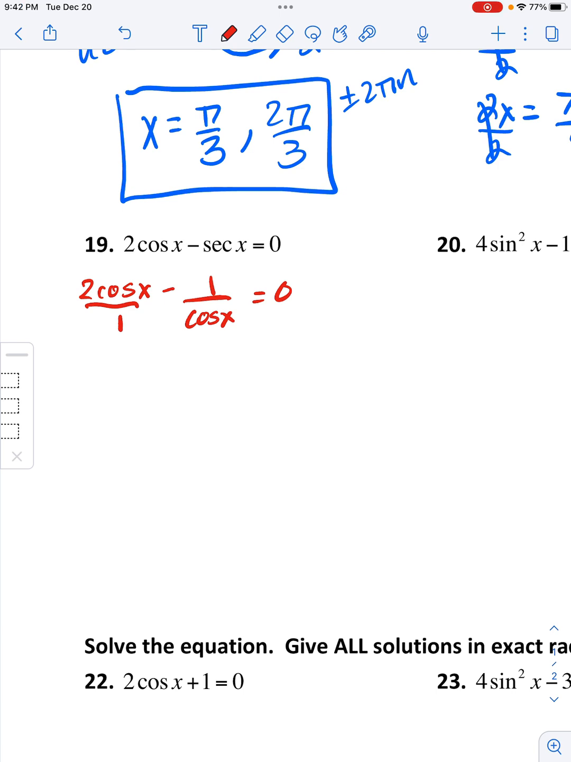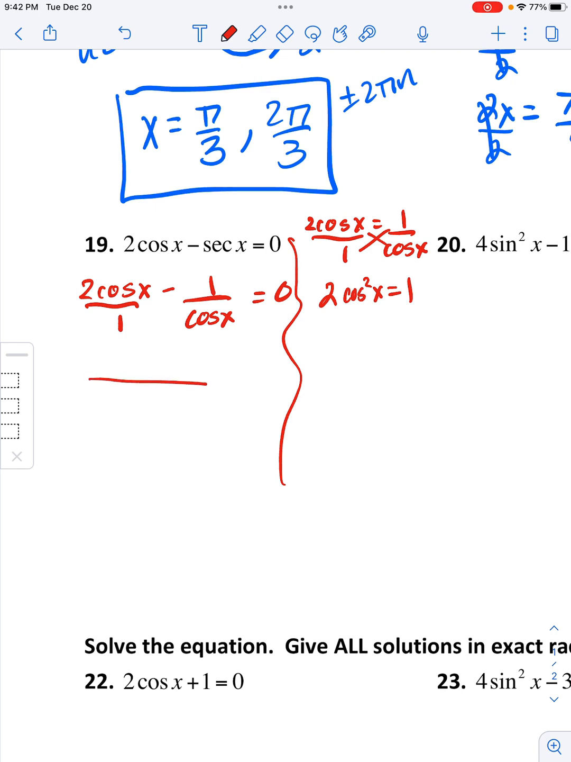Another way is you could add this 1 over cosine x to the other side, so that if I did that, I'd be at 2 cosine x equals 1 over cosine x. And so then I would be cross multiplying basically. And that would give me 2. This is probably an easier way. In the end, they do the same thing. So I guess I'll show you both ways. Here I would multiply these and get 2 cosine squared x equals 1 as a cross multiplying.